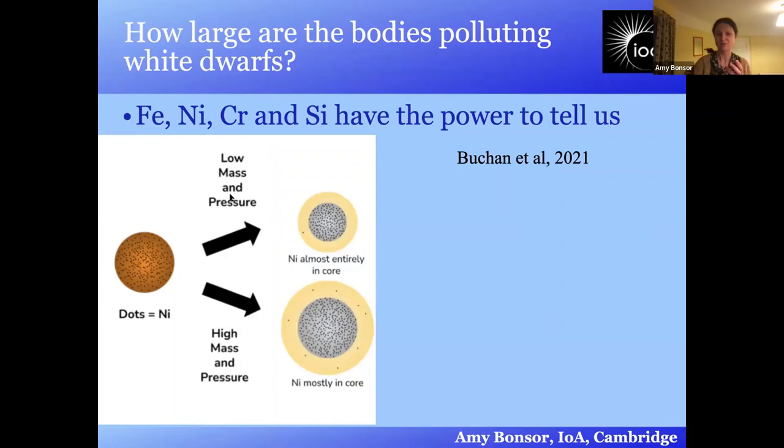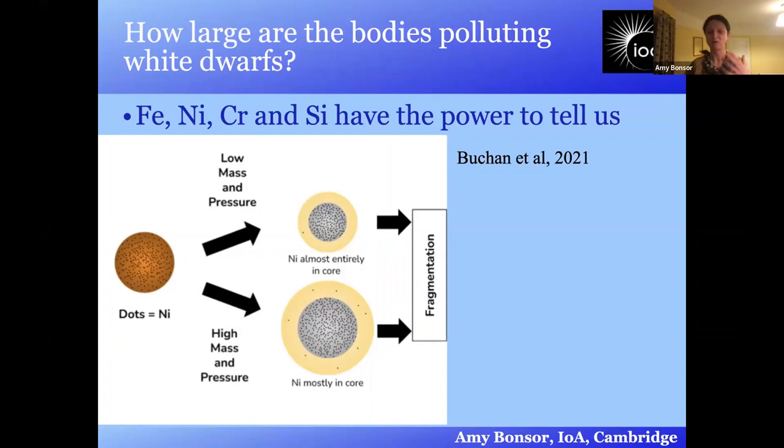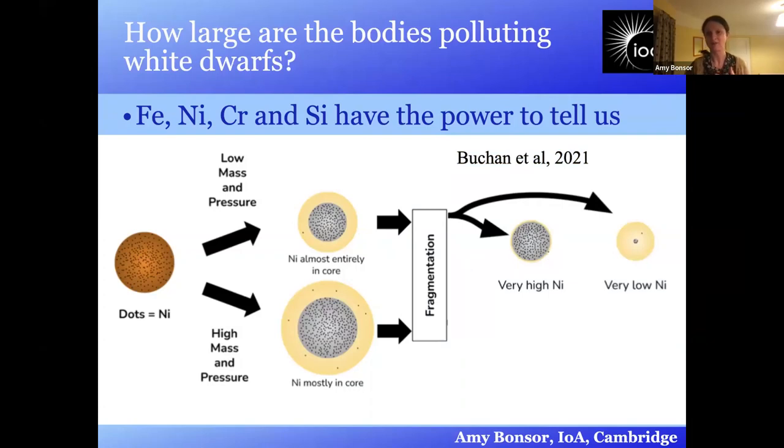But different things are going to happen depending on whether this planetary body was something like an asteroid with low mass and low pressure, or whether it was something big like Earth or a moon with high mass and high pressure. If it's small, the nickel goes almost entirely to the core. If it's a bit larger, the nickel is mostly in the core, but more is left in the mantle. So when we fragment these bodies due to collisions, and some of those fragments end up in the atmospheres of these polluted white dwarfs, depending on whether we end up with a fragment of core or a fragment of mantle material, we can end up with something which has very high nickel, or actually a really low nickel in the mantle. And that tells us about it being something that was originally lower mass, more like an asteroid.